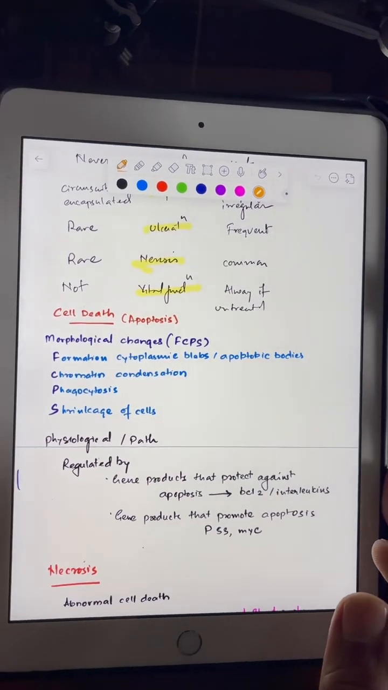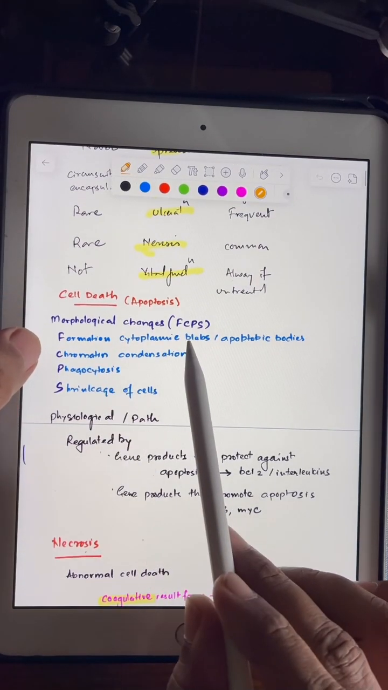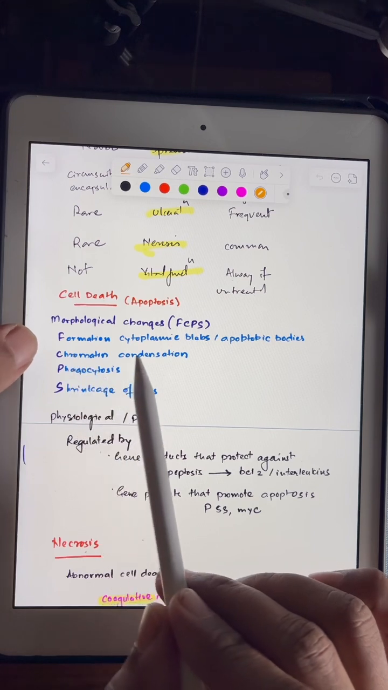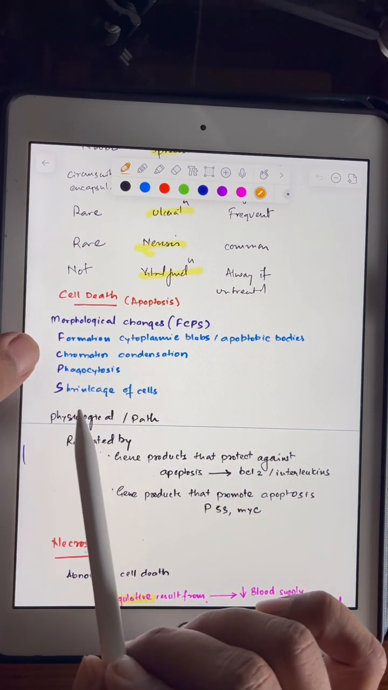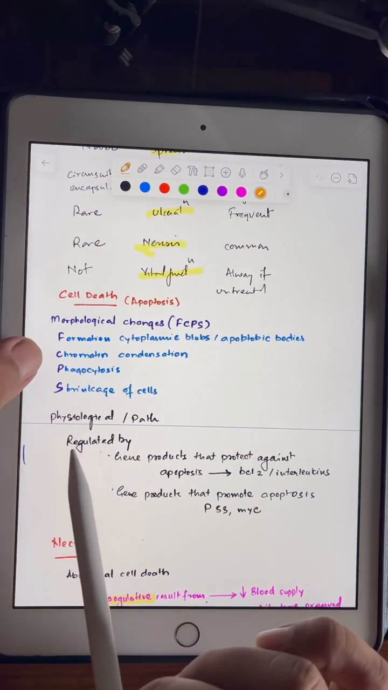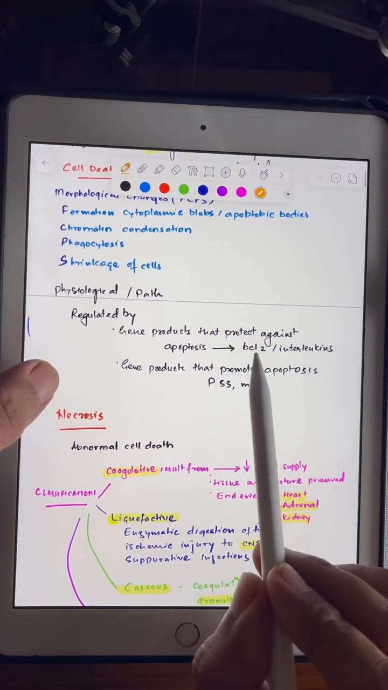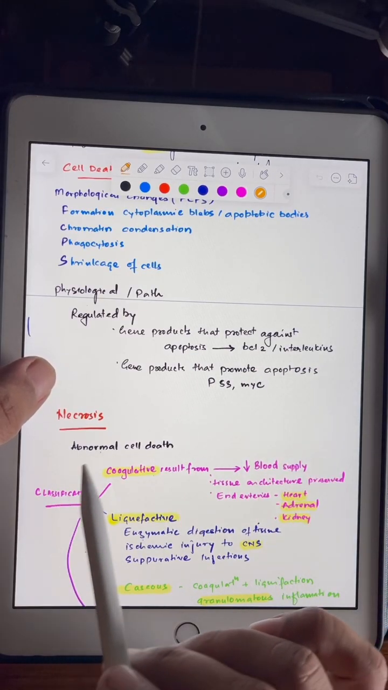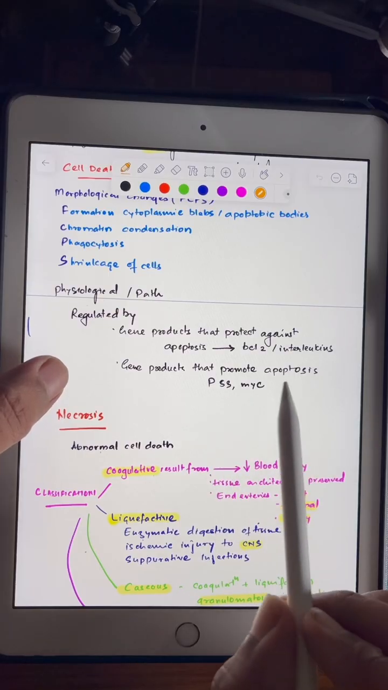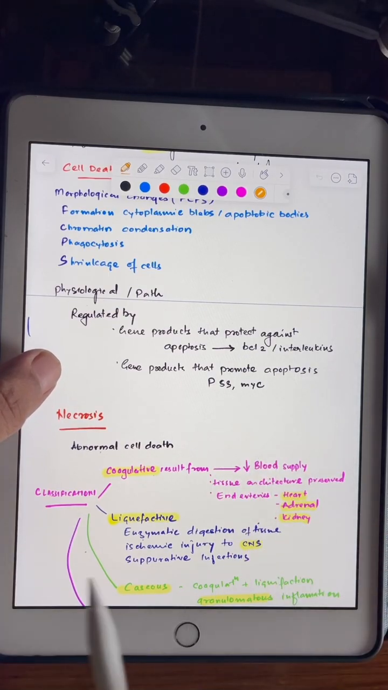Now what is cell death? Morphological changes: formation of cytoplasmic blebs, apoptotic bodies, chromatin condensation, phagocytosis, shrinkage of cells. It can be physiological or pathological. It is regulated by gene products that protect against apoptosis, BCL2 and interleukins. The gene products that promote apoptosis are P53 and MYC.